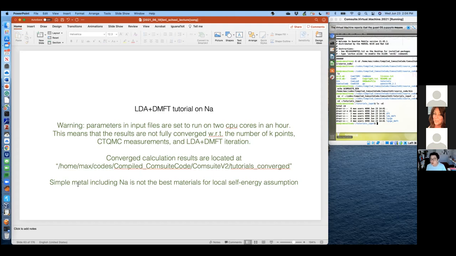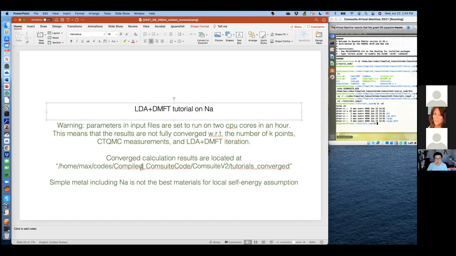But I chose this sodium example because it is computationally one of the cheapest. If you want to see the real power of the DMFT calculation, then I want you to go into the tutorial in the source code and follow the tutorial in the tutorials directory in the package, where you can see the example of nickel oxide as well as iron selenide.